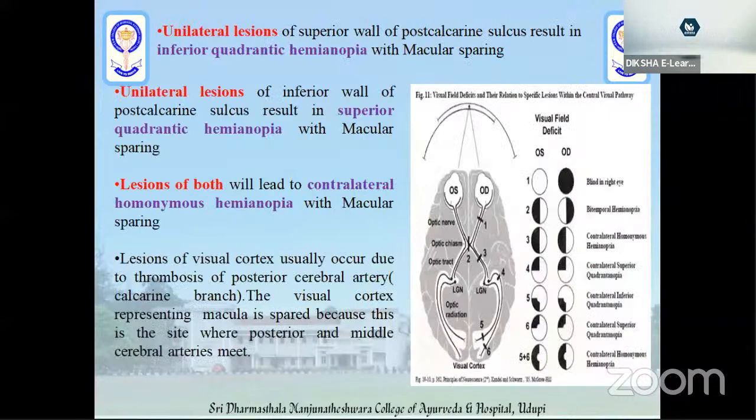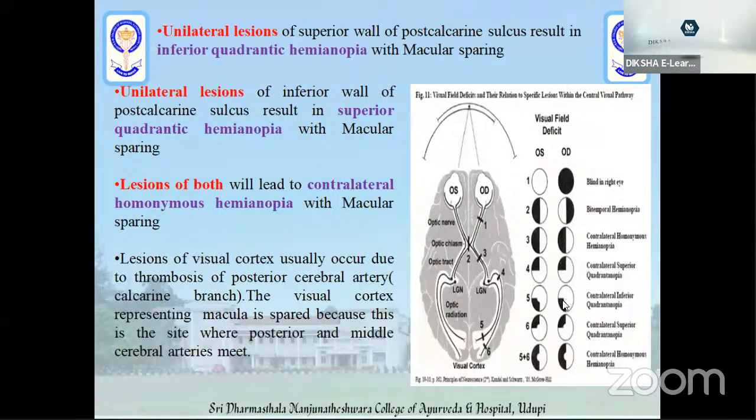Now, unilateral lesions of the superior wall of the post-calcarine sulcus result in inferior quadrantic hemianopia. See this diagram: whatever visual field is in the superior will be represented inferiorly, and whatever visual field is in the inferior aspect will be represented superiorly in the visual area. Therefore, that will lead to a condition called inferior quadrantic hemianopia with macular sparing. The macular part will be spared from the lesion.